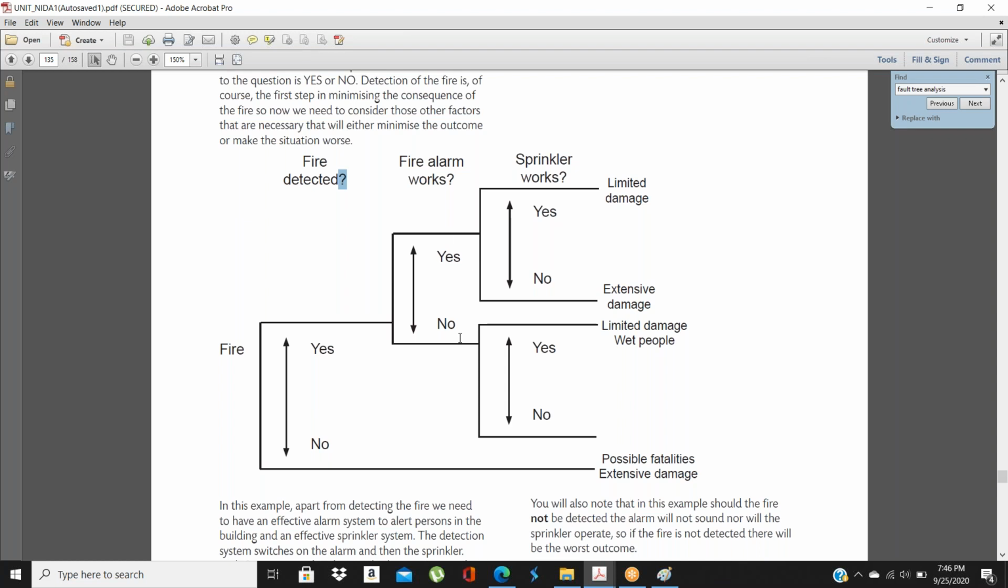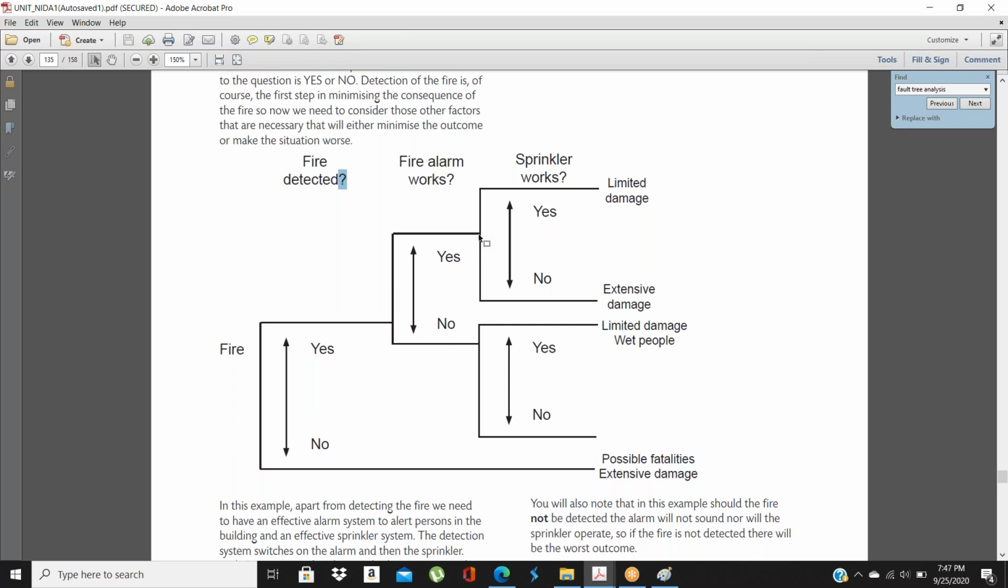Now the fire alarm also works. The alarm starts ringing. Now what should be the next step? The people inside the property or the building get alerted that there is a fire. After that, what should be the next control? Either the sprinkler works or not. If yes, this is our final step now. If the sprinkler works, the damage will become limited.